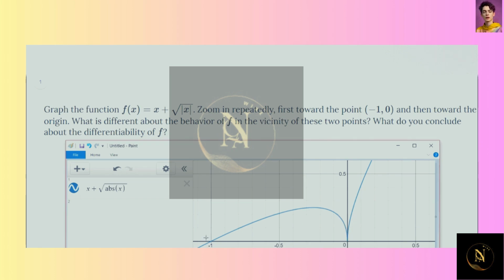So it is differentiable at -1, 0, but the function f is not differentiable at x equals 0 or at the origin.